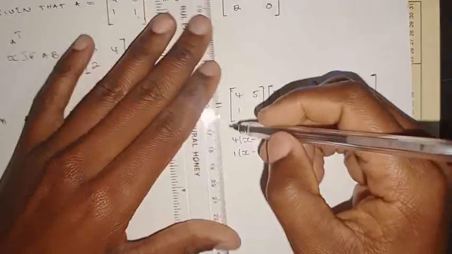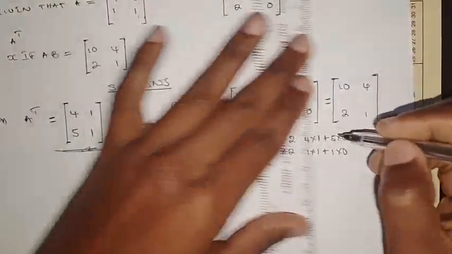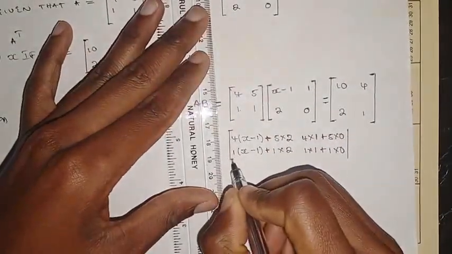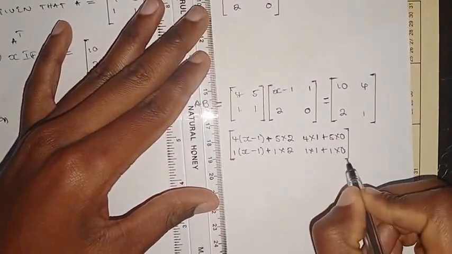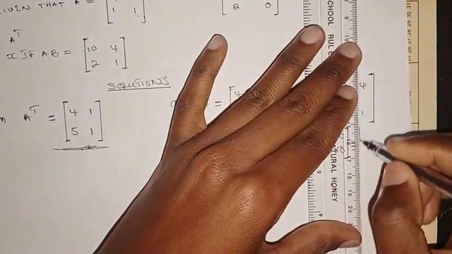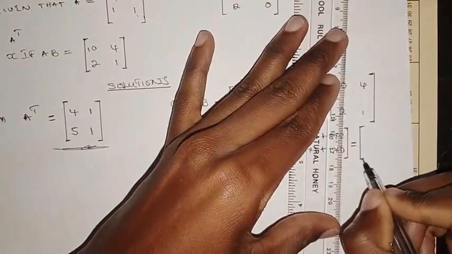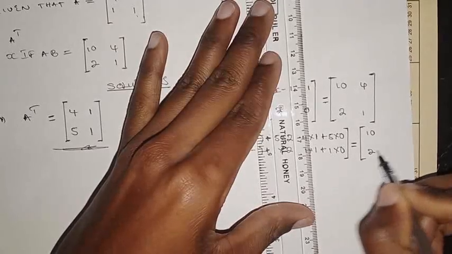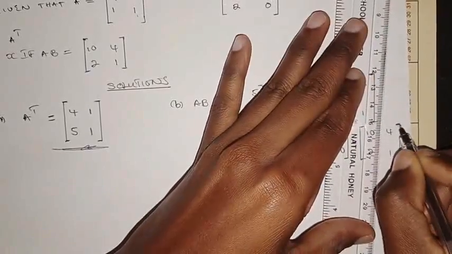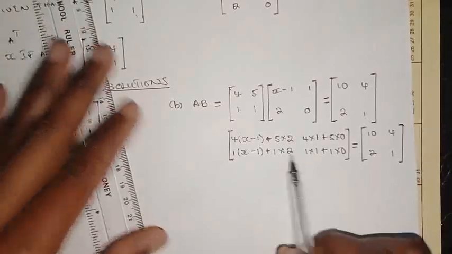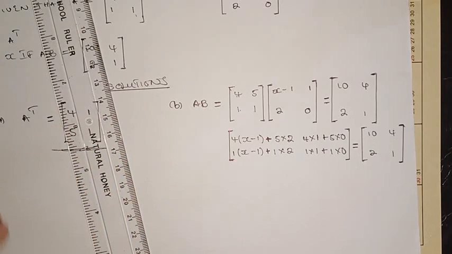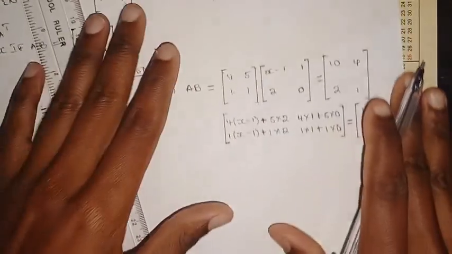We can now add these angled brackets to indicate that this is the matrix, like so. Then we equate it to this product, which is 10. There is a 2 there, a 4 and a 1, like so. It's very important that we indicate that. So now whatever we have here is equal to whatever is here. That's what it means.